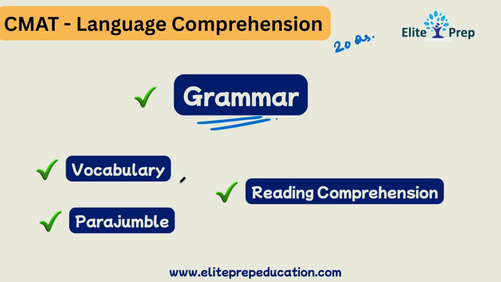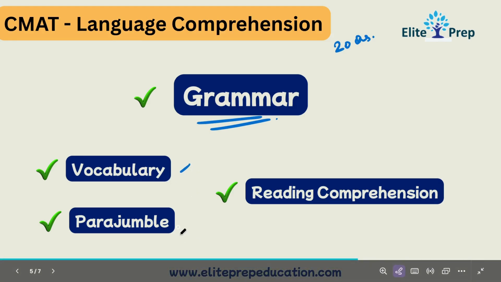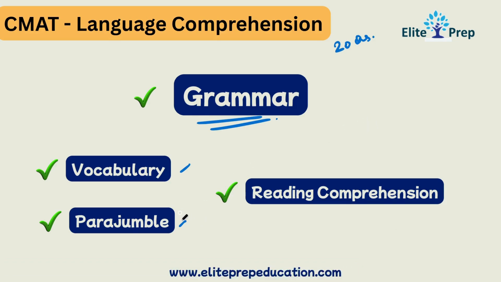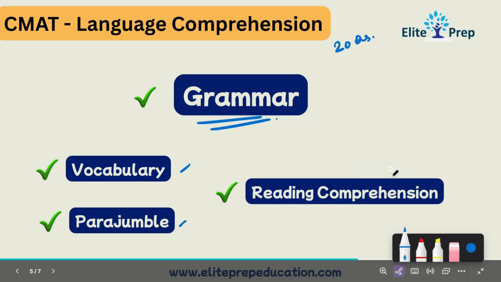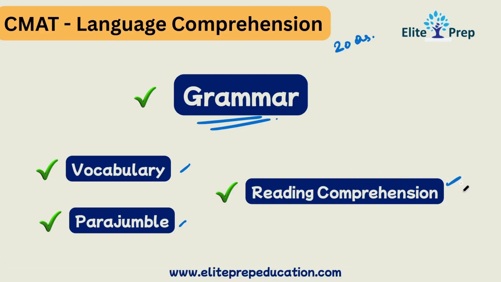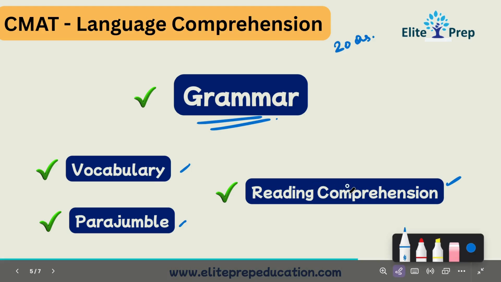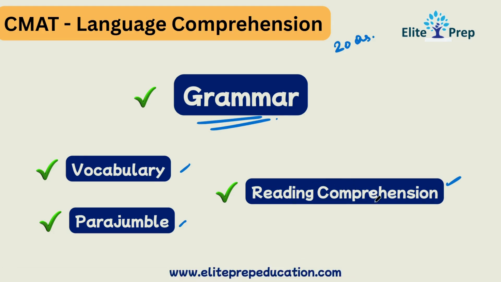Maybe a sentence is given, and based on the context of the sentence, you have to find the meaning. Or there can be a parajumble question. Parajumble question means jumbled phrases will be given, and you have to form them into a meaningful sentence or a paragraph. There can be a reading comprehension, a very small passage, just 4-5 lines followed by 2 or 3 questions. But these are all extra things. Vocabulary, parajumble, reading comprehension, these are all extras. What is mainly tested is the grammar.